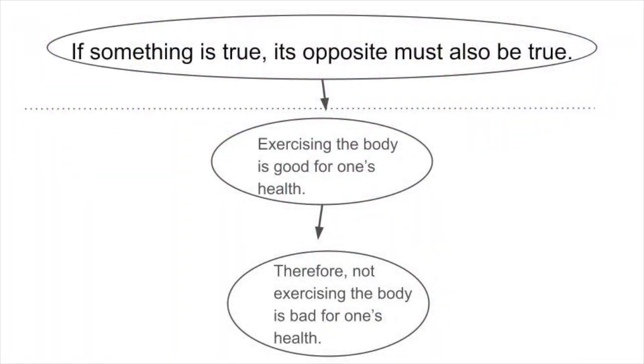Moving on, by contrast, deductive reasoning works in the other direction. We start with a general, agreed upon truth, and from it we deduce what might be true in a particular case. For example, one thing on which we all agree is that if something is true, its opposite must also be true. We can apply this deductive line of reasoning to a claim about exercise. Exercising your body is good for your health. Thus, the opposite must also be true. Not exercising your body is bad for your health.